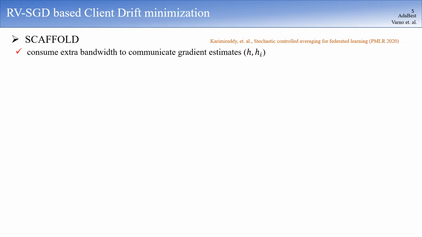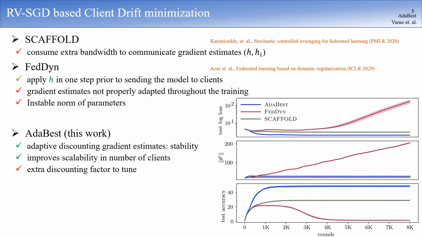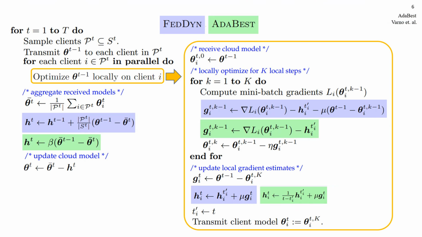SCAFFOLD directly applies the estimated gradients on local updates. However, it consumes twice as much communication bandwidth as local SGD. FedDyne addresses this communication issue, but its gradient estimates are not properly adapted during the training, which results in parameter explosion. Our proposed algorithm, AdaBest, not only addresses all these issues, but also achieves faster and better convergence.